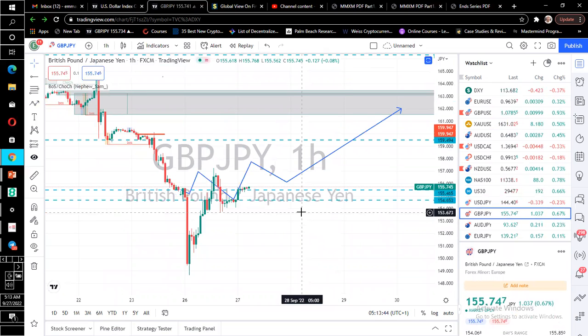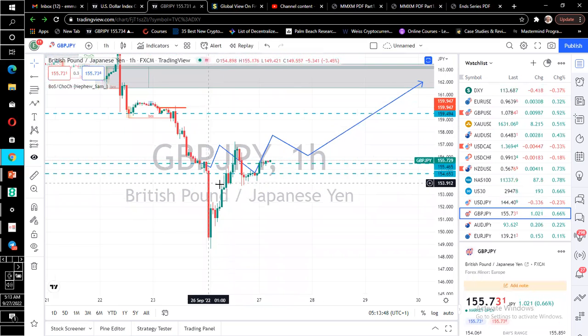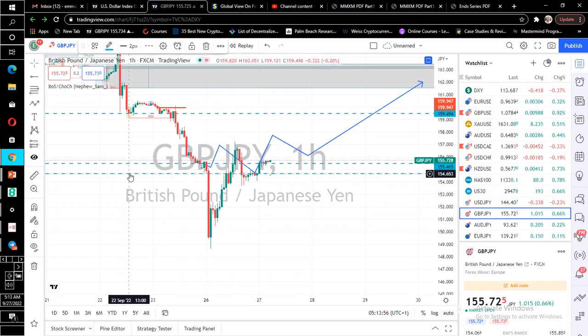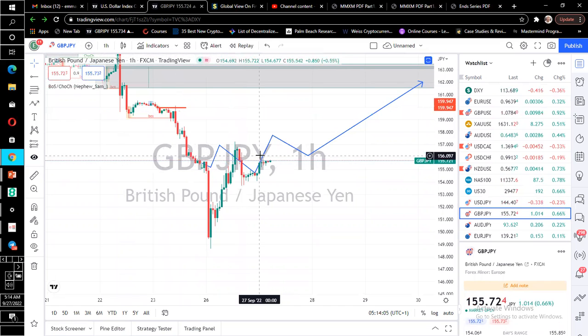And otherwise, GBPJPY. GBPJPY, we anticipated a stop hunt, but not this far. So it went down too far and began to go back up again. So what am I expecting from this pair?